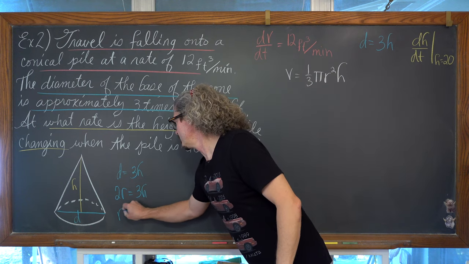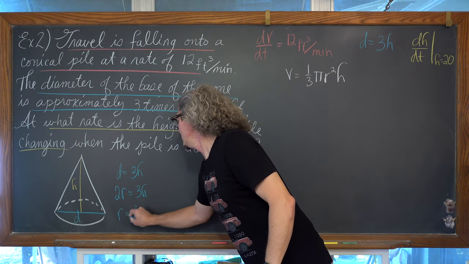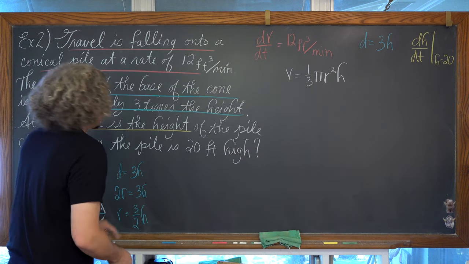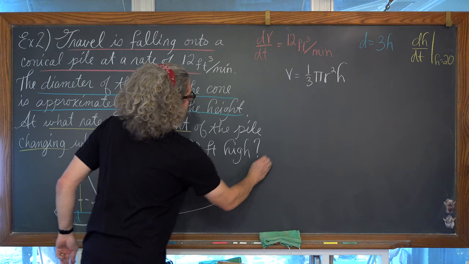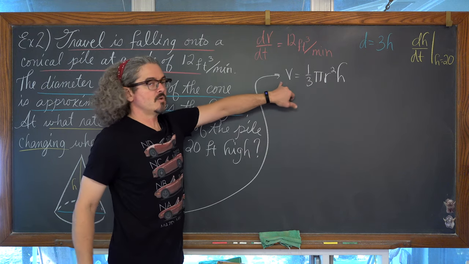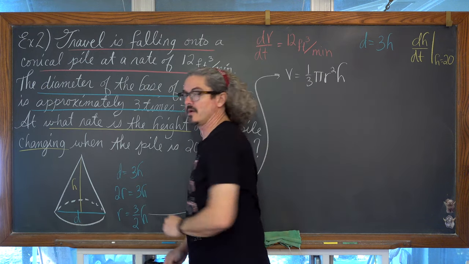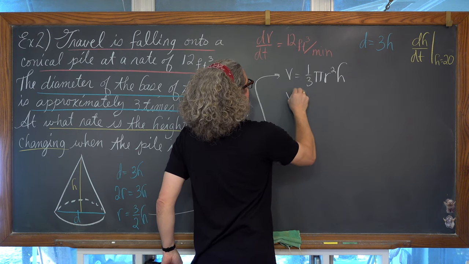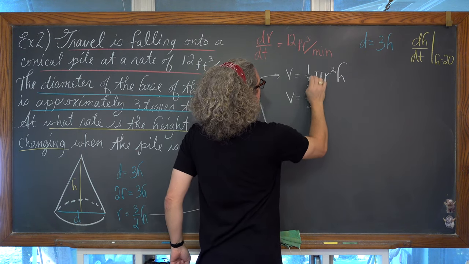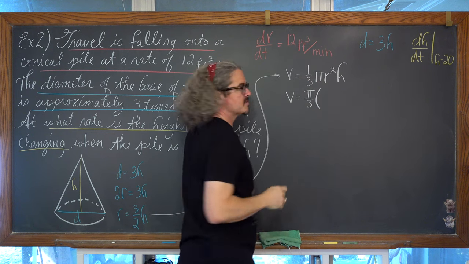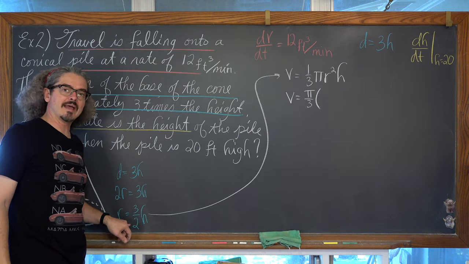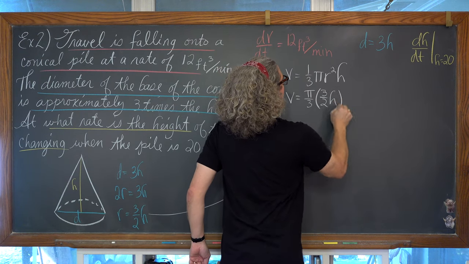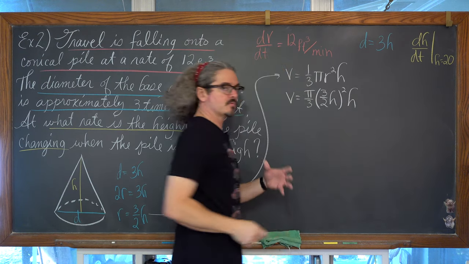So R is going to be equal to 3 over 2 H. Now, with that, we can do a little substitution and get a formula for volume that is specific to this story where we have the diameter that's 3 times the height. So V is equal to pi over 3, times R, which is 3/2 H, squared, times H. So that was just substitution.